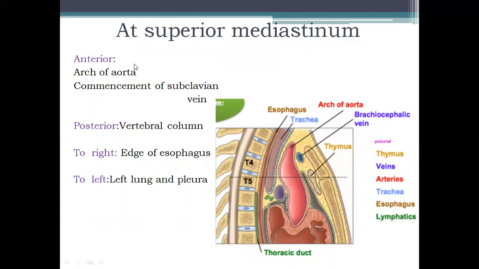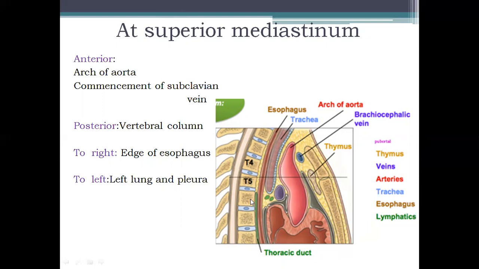What's the relation with the superior mediastinum then? Anteriorly, we would see this is the thoracic duct. We are seeing from the right side. So anteriorly, we would have the arch of aorta, and then the commencement of the subclavian vein. Which subclavian vein? It's the left subclavian vein. Posteriorly, we will have the vertebral column, and to the right, we would have the esophagus, and on the left, we will have the left lung and the left pleura.